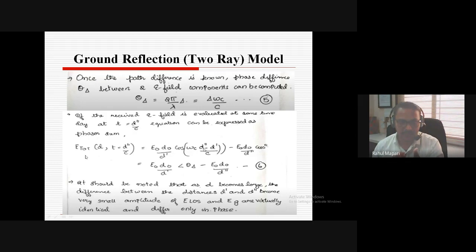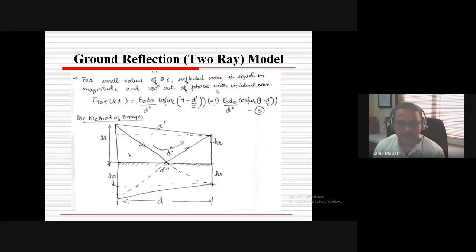It becomes E total D comma T is equal to what? T is equal to D double dash by C. Means T is replaced by D double dash by C. Now consider this equation in front of you.